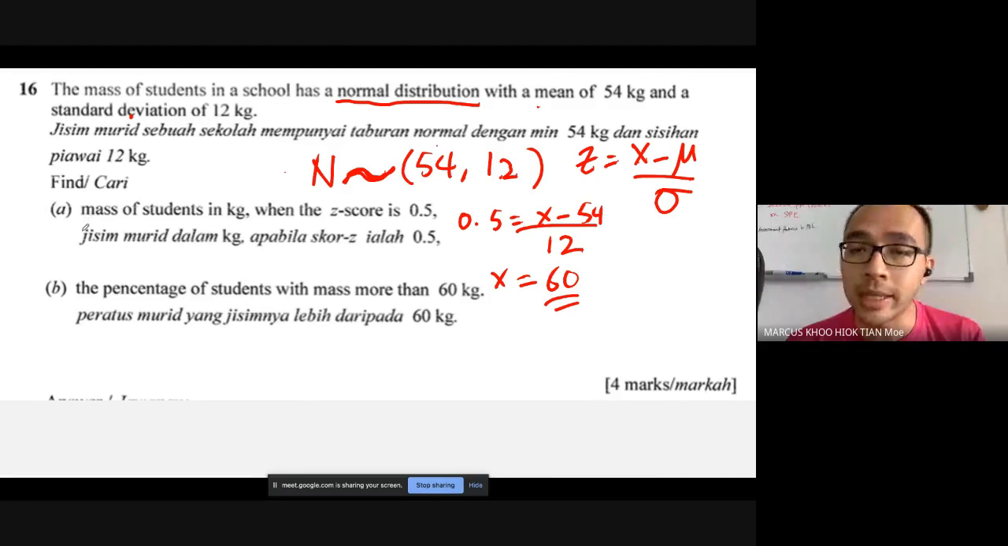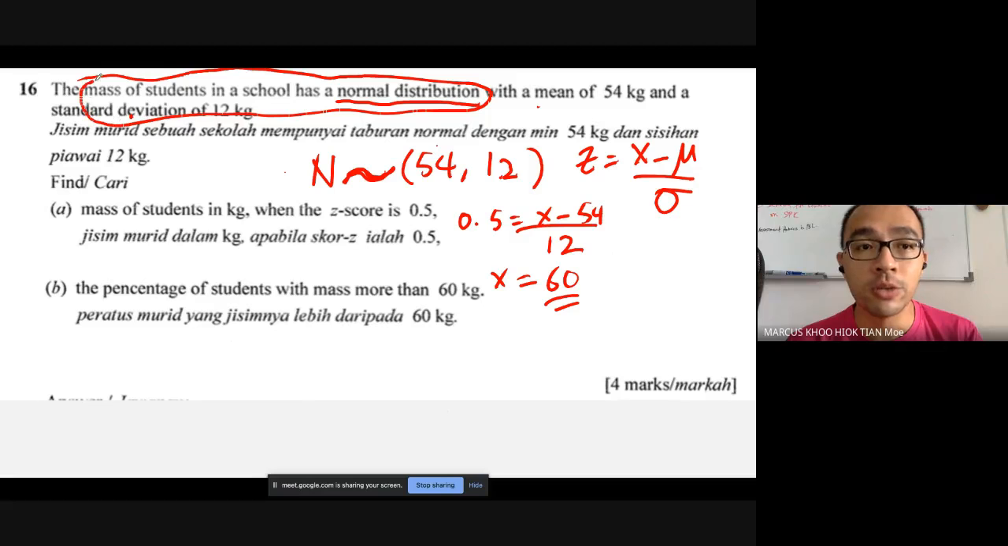So understanding the question is very important. How do you know that this mass of students is x? Because it's given in the question. The mass of the students in school has a normal distribution, so this quantity is x. Now, the percentage of students with mass more than 60 kg. So we're looking at the probability of x more than 60.